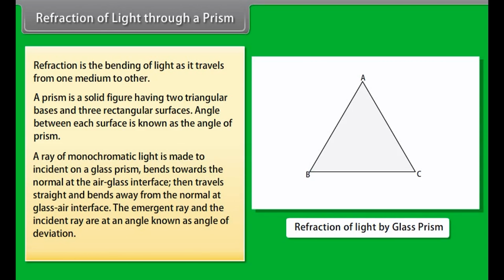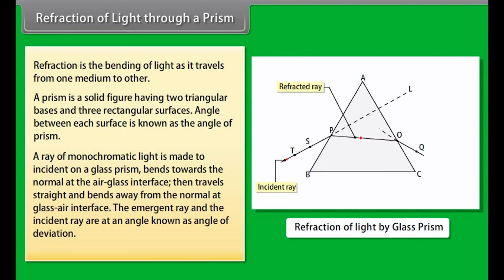A ray of monochromatic light is made to be incident on a glass prism, bends towards the normal at the air-glass interface, then travels straight and bends away from the normal at the glass-air interface. The emergent ray and the incident ray are at an angle known as the angle of deviation.